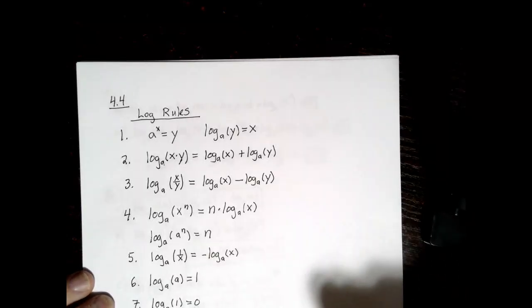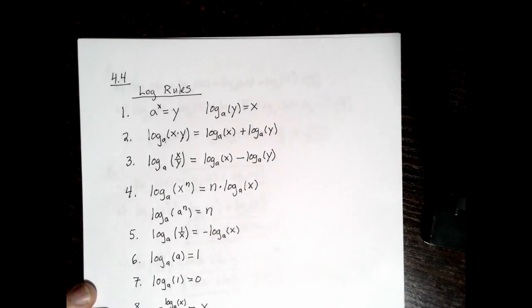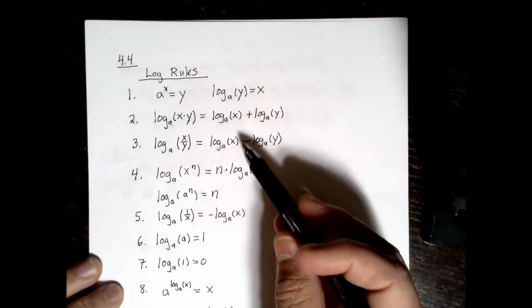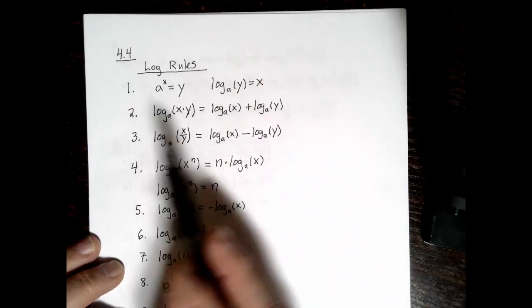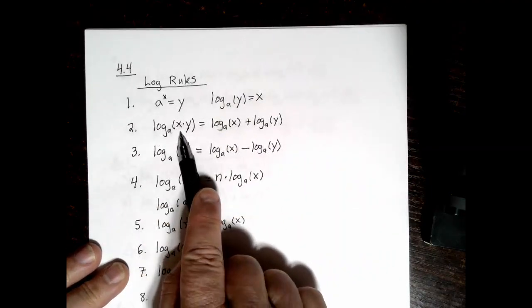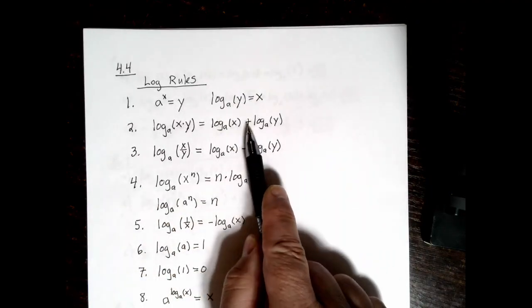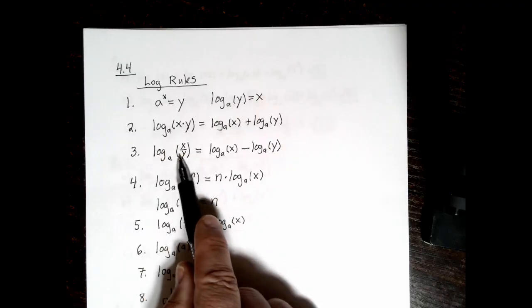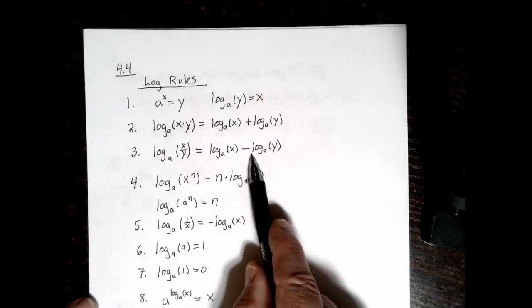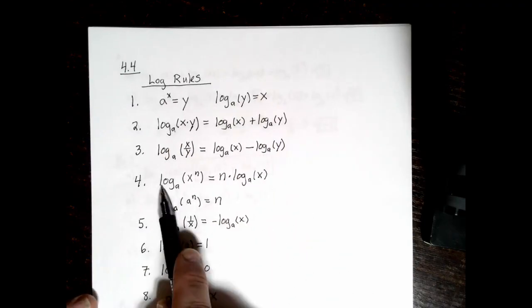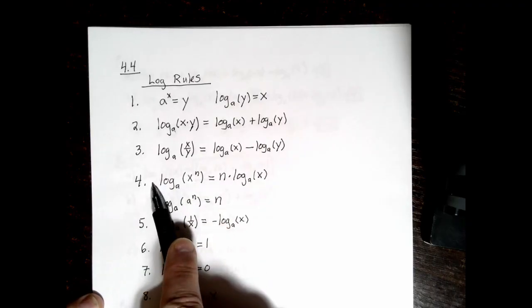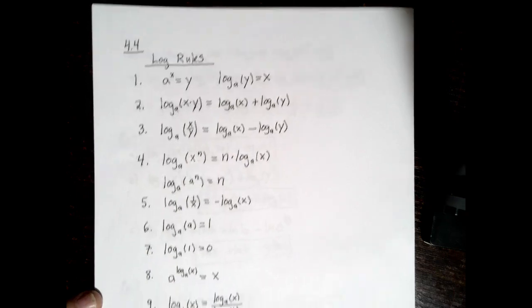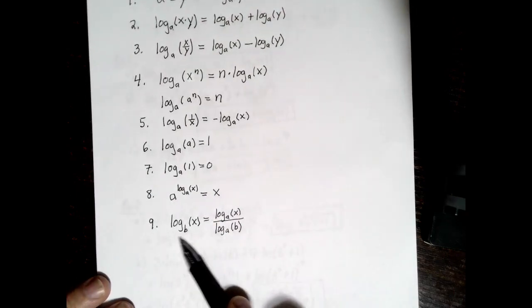Alright, so 4.4 talks about some more of the logarithm rules. It focuses on rules 2, 3, 4, and 9. So it first says if you've got log of multiplication, you can break it up into addition of the logs. If you get log of division, you can break it up into subtraction of the logs. And if you've got log of some number raised to a power, you can bring that exponent out front. And then the other one is your change of base formula, which we saw in the last section.